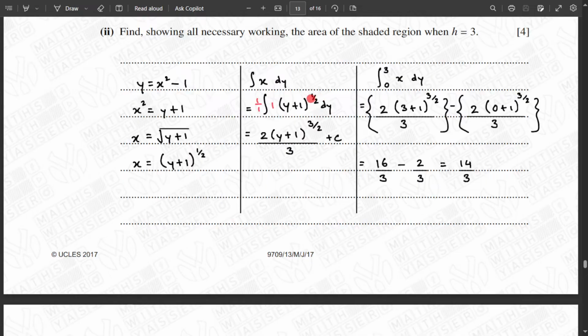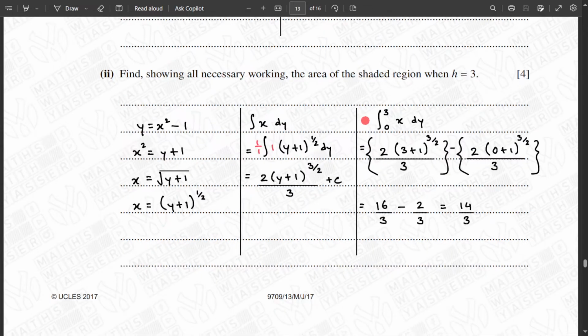So that will be half plus 1, which is 3 by 2, and y plus 1 over 3 by 2 will give us 2 (y plus 1) to the power 3 by 2 over 3 plus c. Now we need to integrate with limits, so we can ignore c. So the limits are 3 and 0.